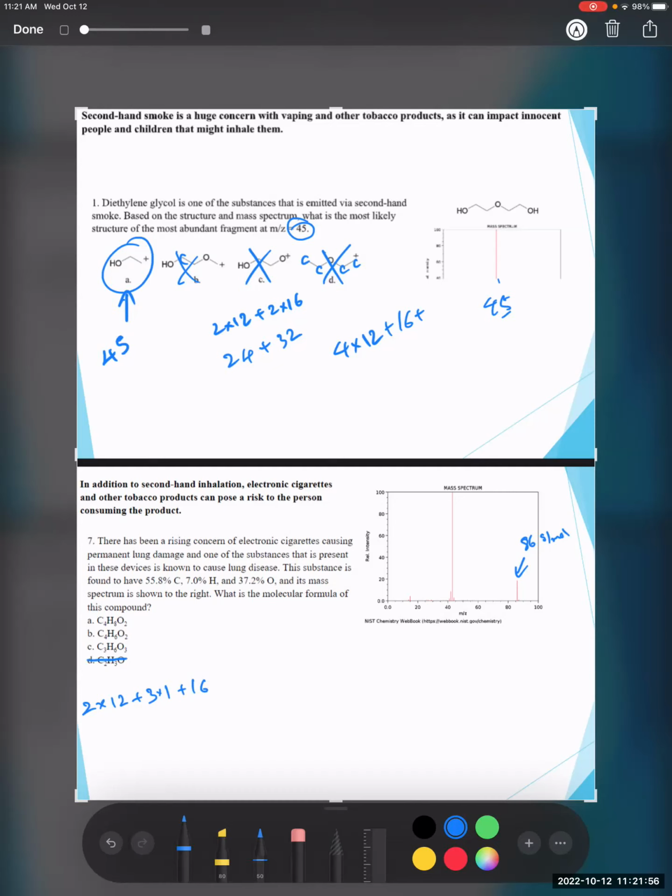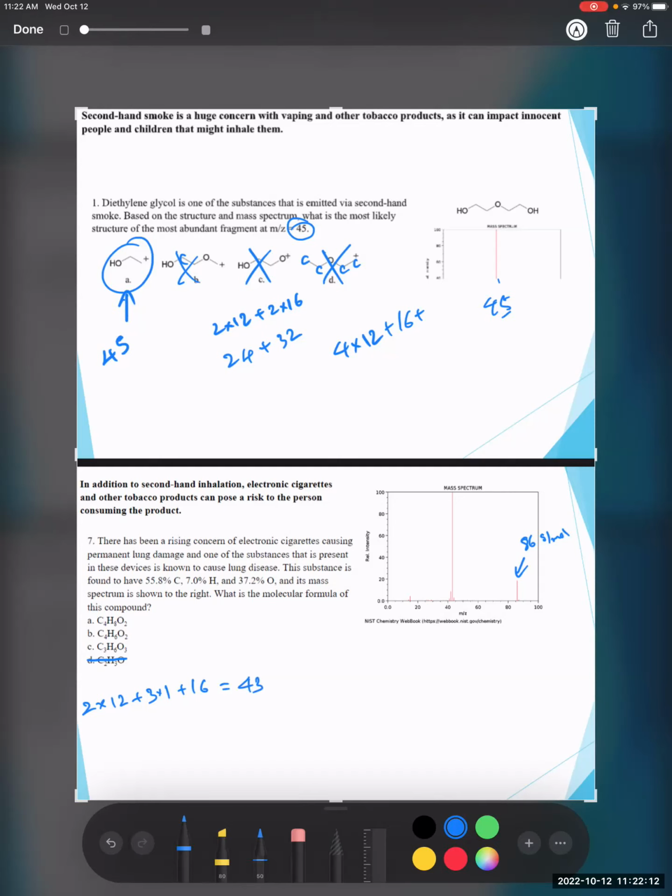And then twice of that, which is C4H6O2. So this is 43, right? Twice of this is 46.